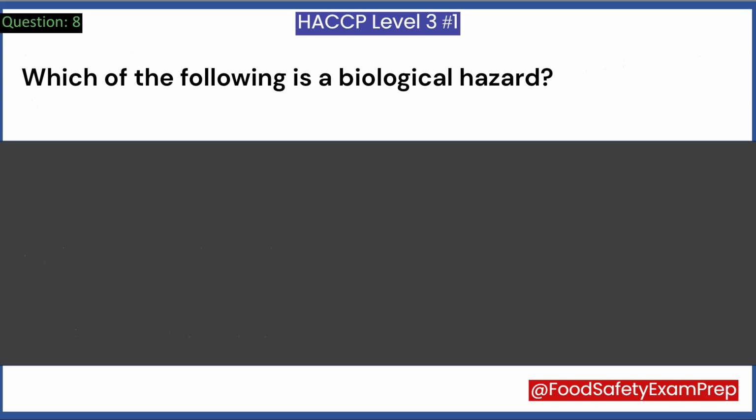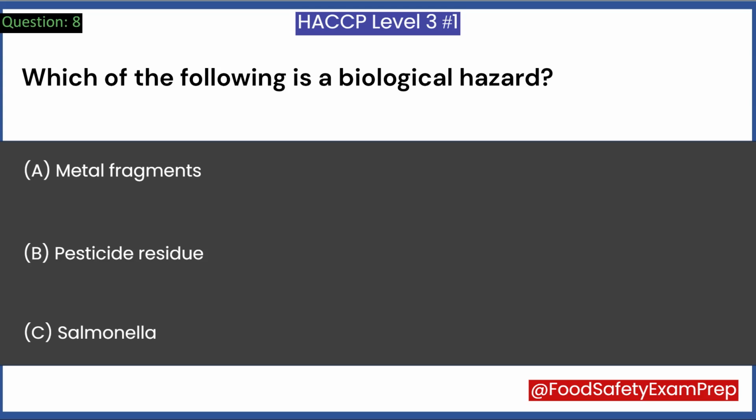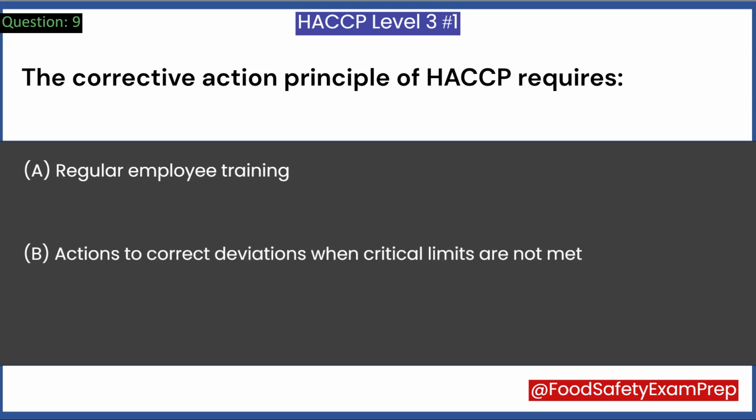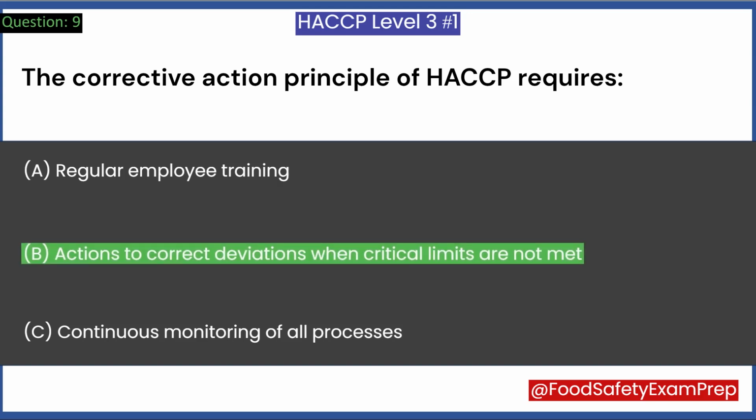Which of the following is a biological hazard? A. Metal fragments. B. Pesticide residue. C. Salmonella. Answer: C. Salmonella. The corrective action principle of HACCP requires A. Regular employee training. B. Actions to correct deviations when critical limits are not met. C. Continuous monitoring of all processes. Answer: B. Actions to correct deviations when critical limits are not met.